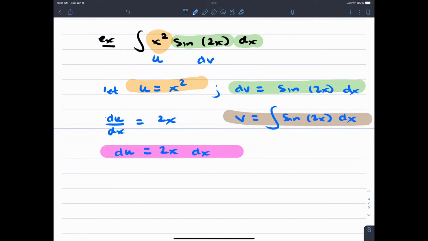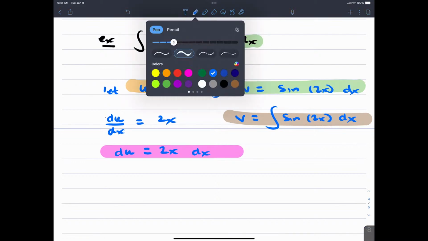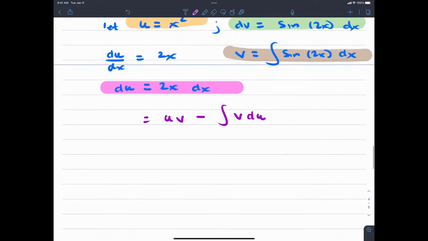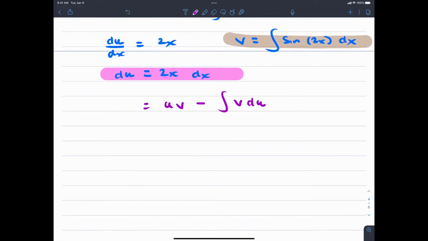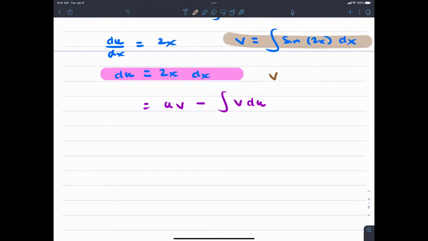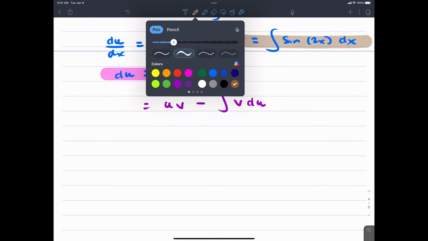So what's the song again? This is going to be equal to uv minus the integral of v du. So I didn't get v. I apologize. What's v? We have to integrate sine 2x.